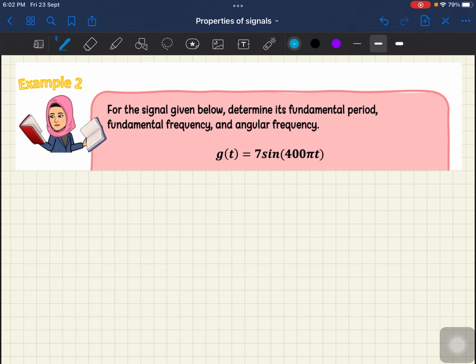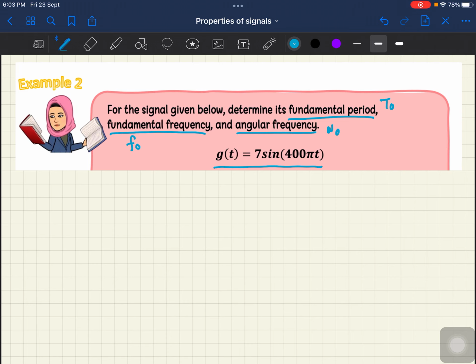In this video I'm going to show you the solution to example 1 of chapter 1 of our course, where the question said: find, for the signal given below, its fundamental period. We are asked to find the fundamental period, fundamental frequency and angular frequency for this given signal. We know from our handout and also from the lecture that the fundamental period is denoted by the symbol T naught, the fundamental frequency by F naught, and the angular frequency by omega naught.